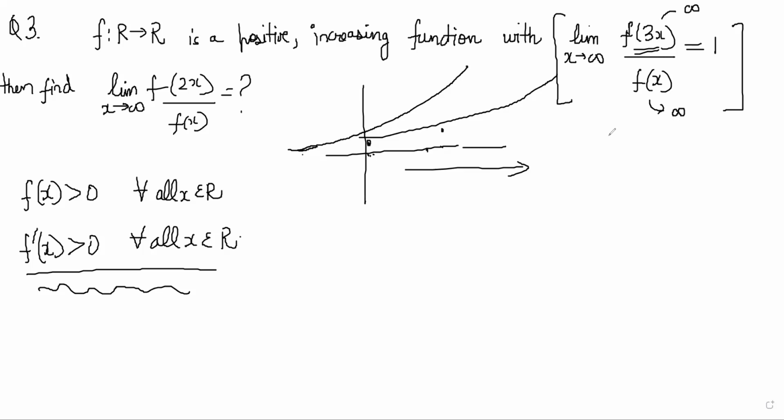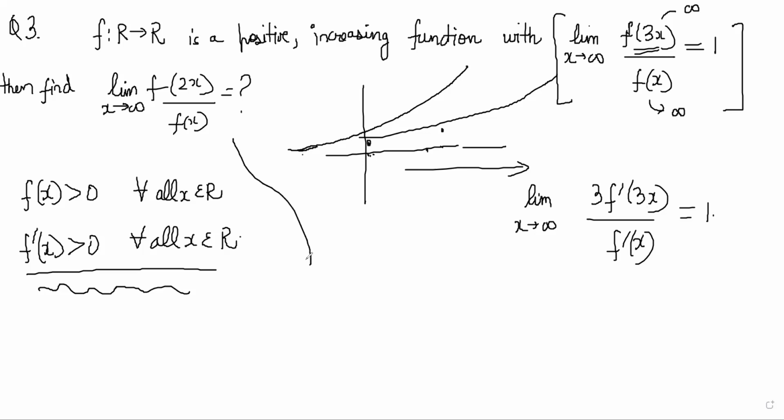So the tendency of this is infinity and the tendency of this is also infinity, so it is L'Hopital form right now. So you can say the limit as x tends to infinity of this is equal to 3 times f dash 3x by f dash x, and that is equal to 1 apparently. Then you have to predict what this limit is.